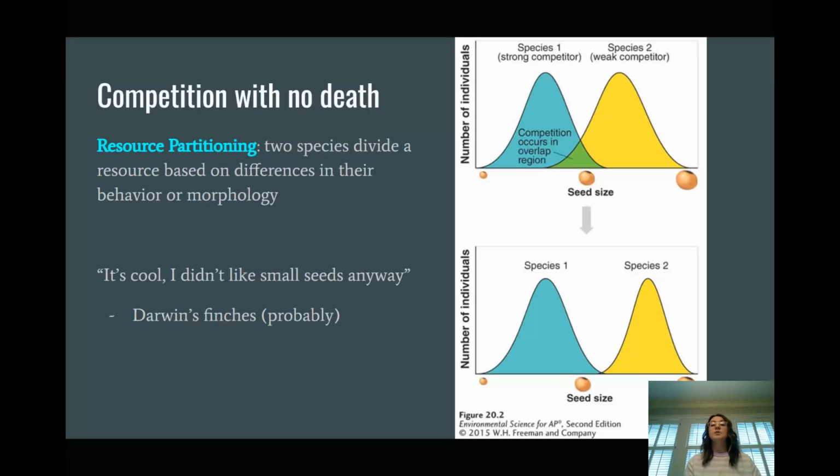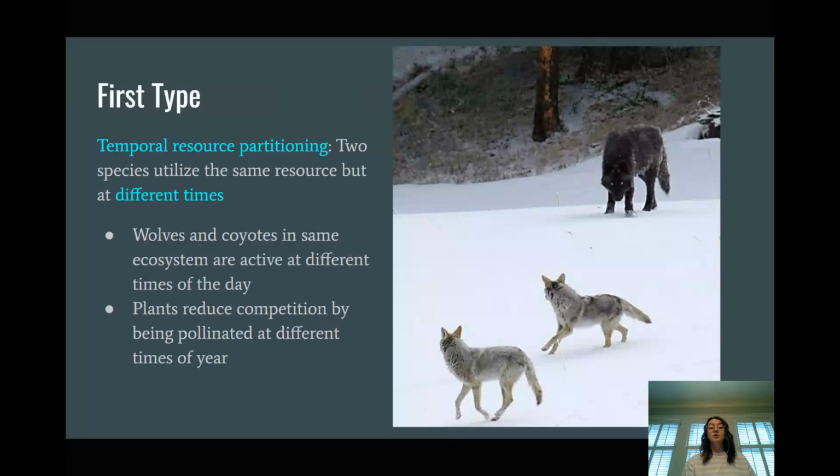The perfect example of resource partitioning is Darwin's finches. Remember, they all originally probably ate the same exact seed, but then all of these different species of finch realized that there wasn't enough for all of them. So some of them began to evolve to have longer beaks, or some of them evolved to have shorter beaks. There are different types of resource partitioning.